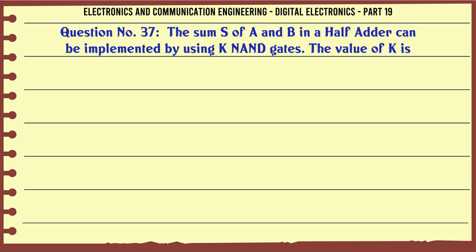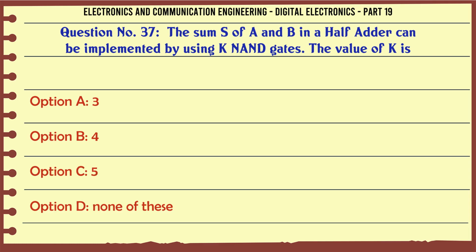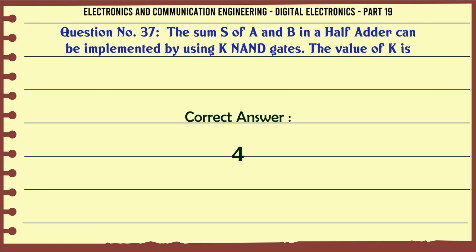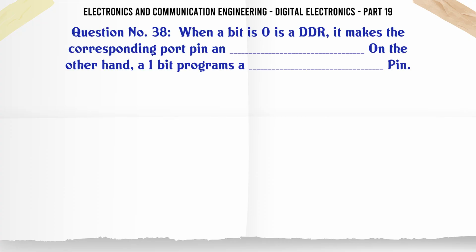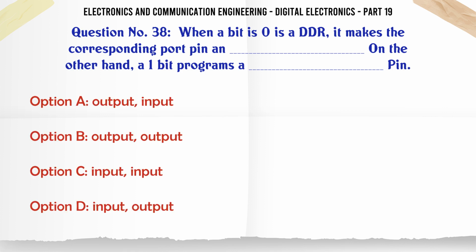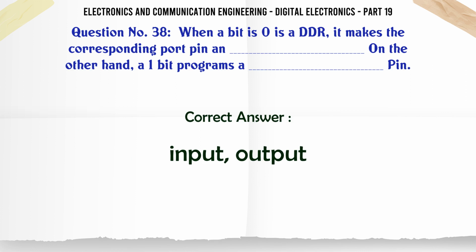The sum S of A and B in a half adder can be implemented by using k NAND gates. The value of k is: A. 3, B. 4, C. 5, D. none of these. The correct answer is 4. When a bit is 0 in a DDR, it makes the corresponding port pin an ___, and on the other hand a 1 bit programs a pin as an ___. A. output input, B. output output, C. input input, D. input output. The correct answer is input output.